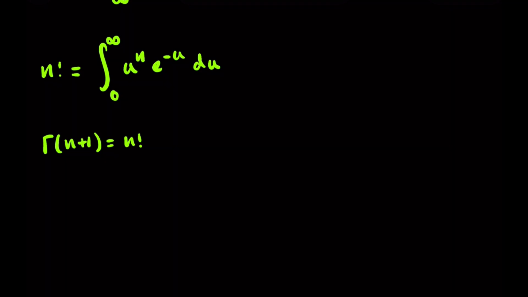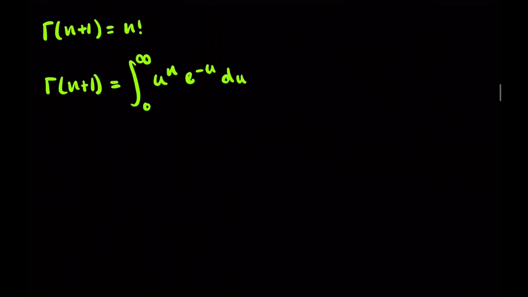So on that note, we can replace our n factorial with gamma of n plus 1. So we have gamma of n plus 1 equal to the integral above, which is the integral from 0 to infinity of u to the n e to the negative u du. And if we want to find just gamma of n, we could plug in n minus 1 for n, and we would get the integral from 0 to infinity of u to the n minus 1 e to the negative u du.